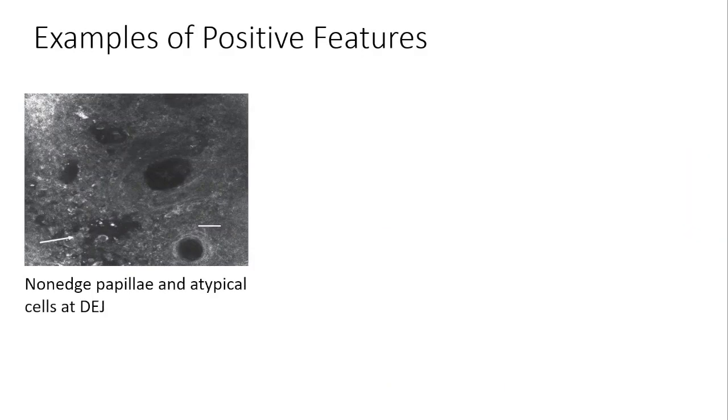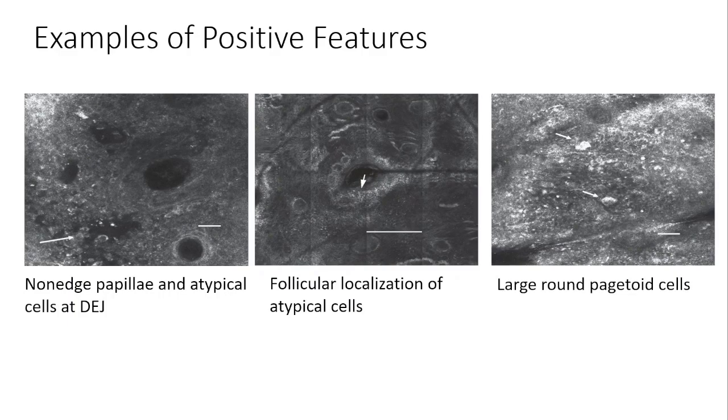And there's been a lot of work by people like Pascal Gutierrez in Australia, as well as Giovanni Pellicani in Italy, and they've really characterized the features that we should see under RCM for melanoma. So things like non-edge papillae have been described, which are basically descriptions of how the architecture is disarranged in these cancerous processes. The follicular localization of atypical cells, so these atypical melanocytes are really populating around the hair follicle and trailing down the hair follicle, as well as large round pagetoid cells. So these atypical melanocytes are now populating into the skin.